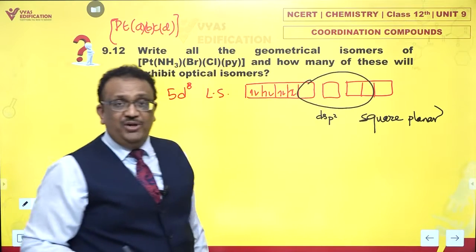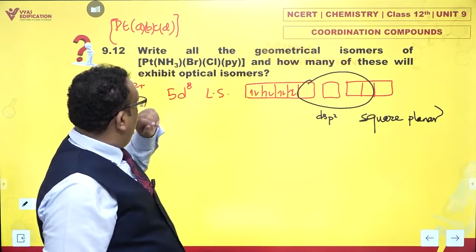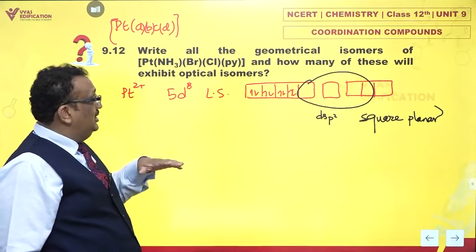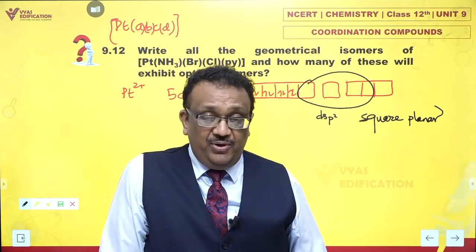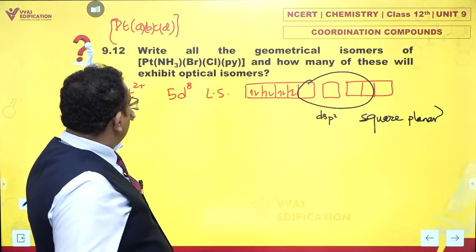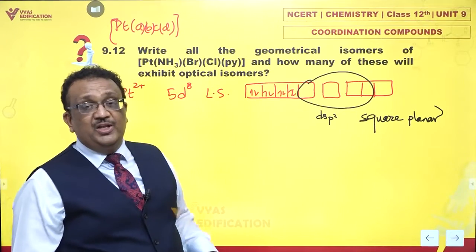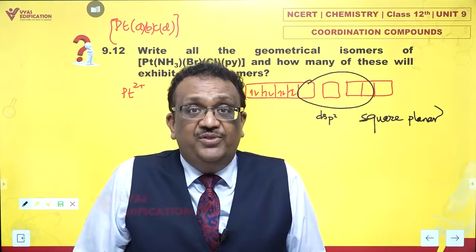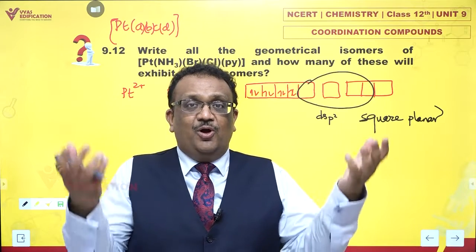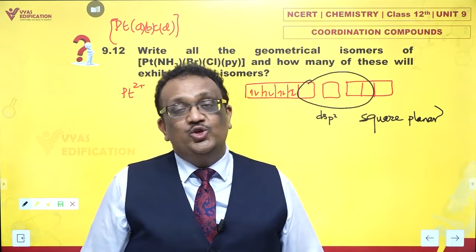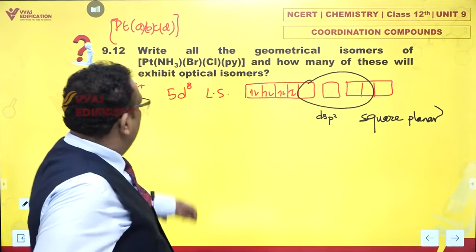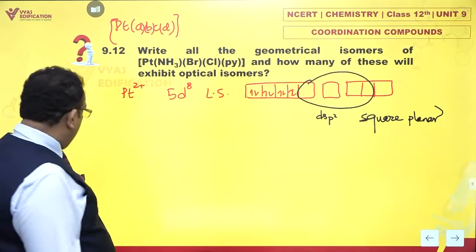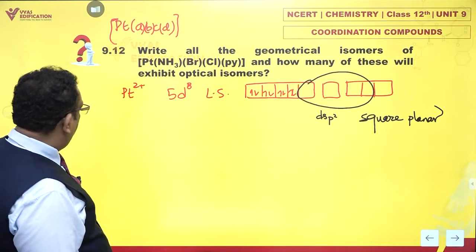And the moment geometry becomes square planar, now there is a problem. Since it is planar, that plane itself would be the plane of symmetry. So the question is, how many of these will exhibit optical isomerism? The answer is none of these will exhibit optical isomerism, because every molecule is going to be achiral or non-chiral. Second half is answered. None of them, 0 of them will exhibit optical isomerism.